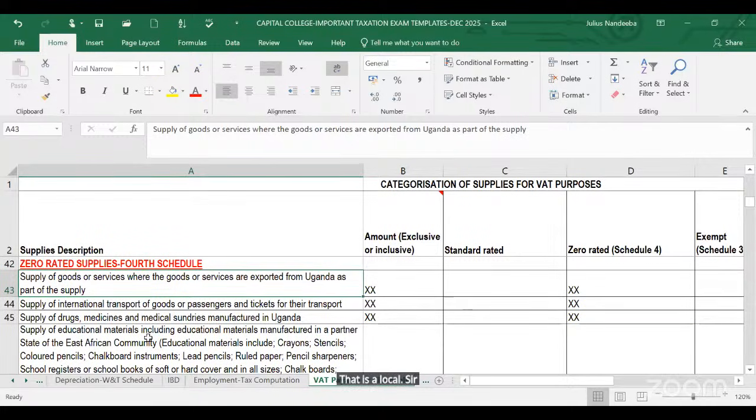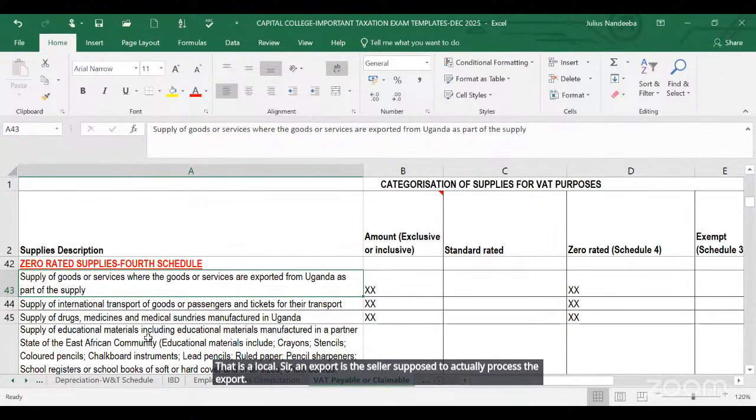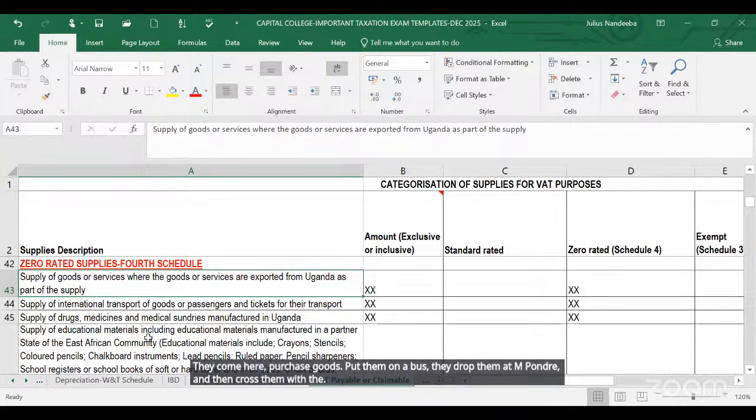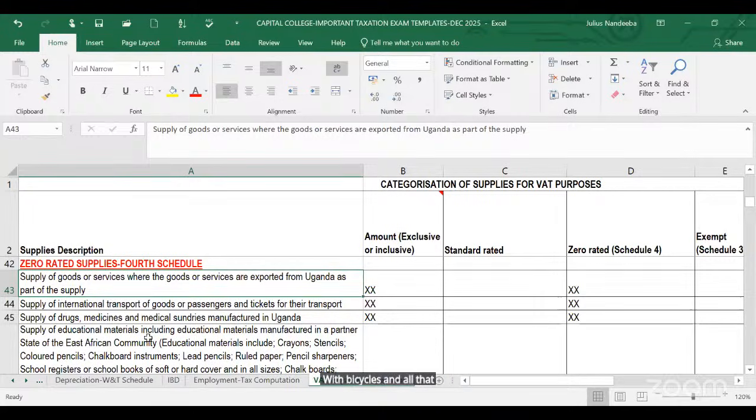An export is where the seller is supposed to actually process the export documentation and have the goods cross the border. If the guy from DRC comes in, because they normally come here, purchase goods, put them on a bus, drop them at Mpondwe and then cross them with bicycles and all that, that is not an export. An export must have export documentation to support it. So don't be confused by that.